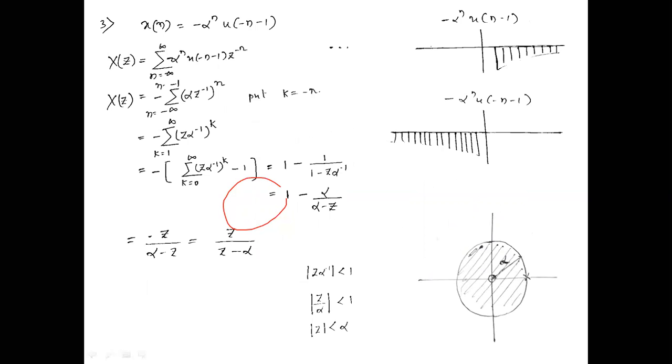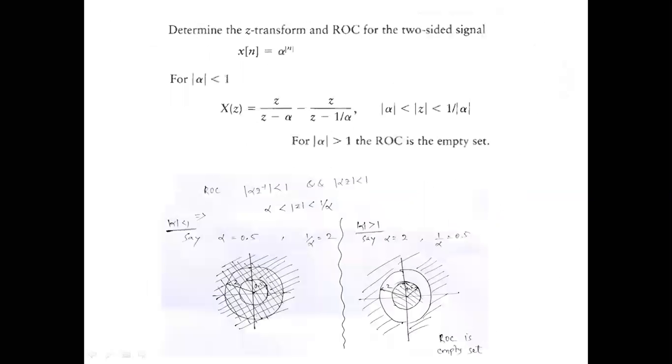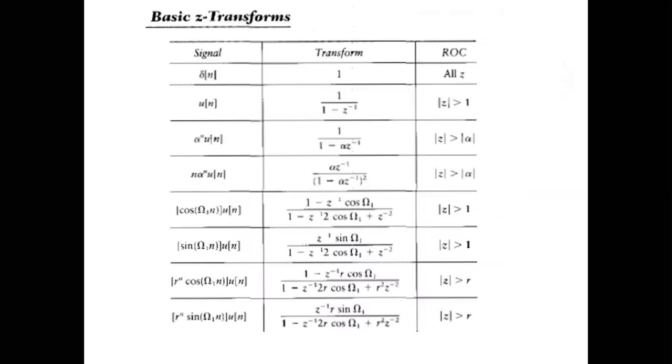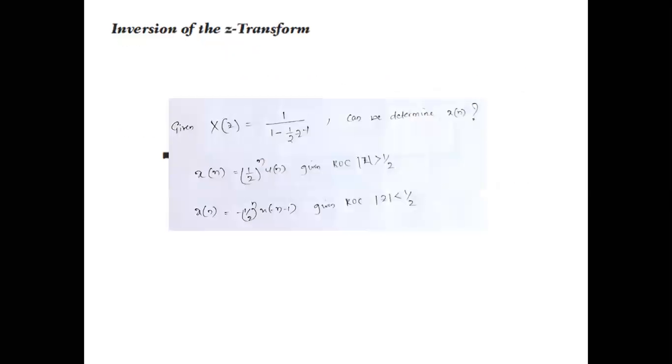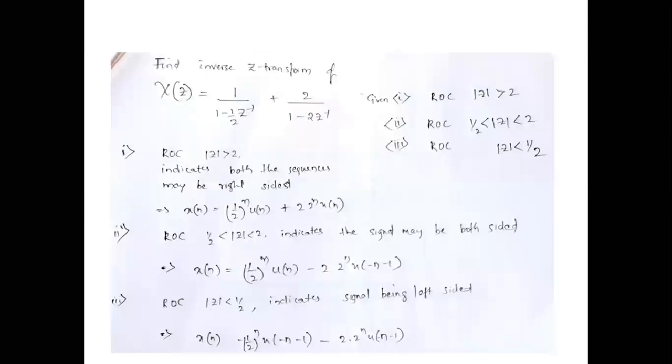The difference lies in the ROC. It is the ROC that will determine whether my x of n is alpha to the power n into u of n or minus alpha to the power n into u of minus n minus 1. That is why we should be careful. Whenever the inverse Z transform is asked, they have to give us the ROC, or at least hints, something similar.